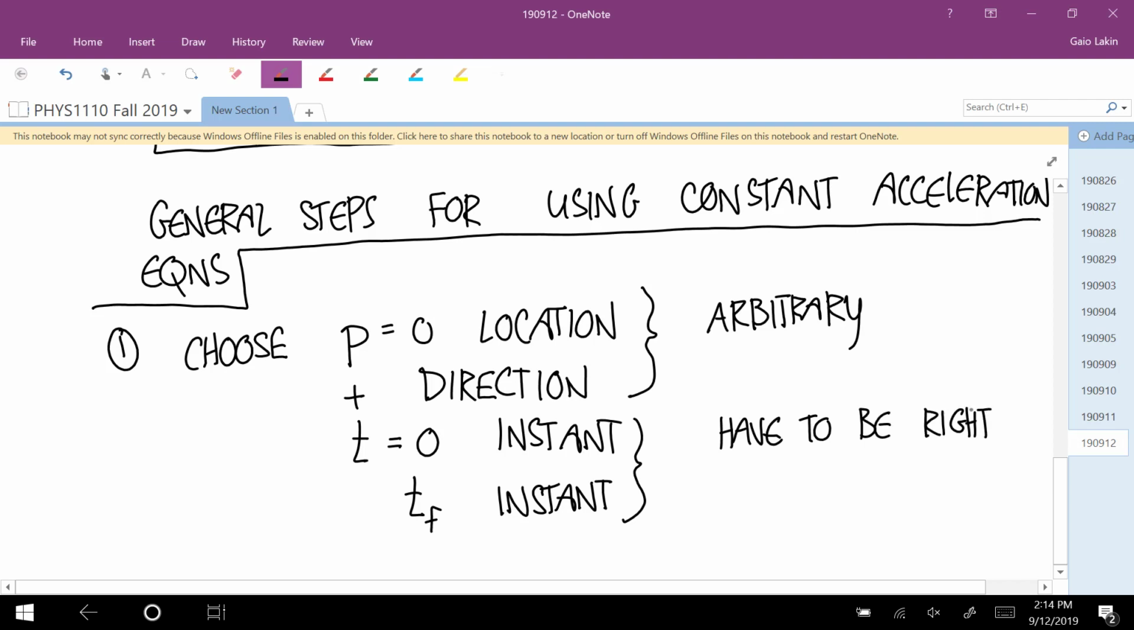And the way you make those choices is these should be at instants where you're given information and where you want to solve for information, where you want to find information.